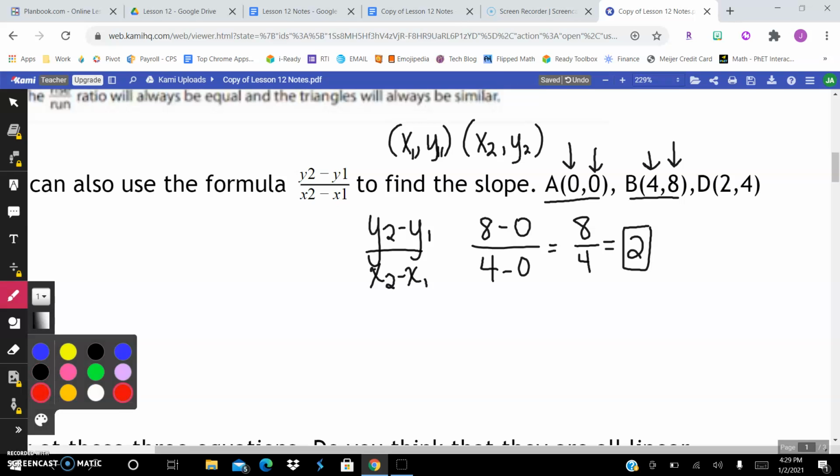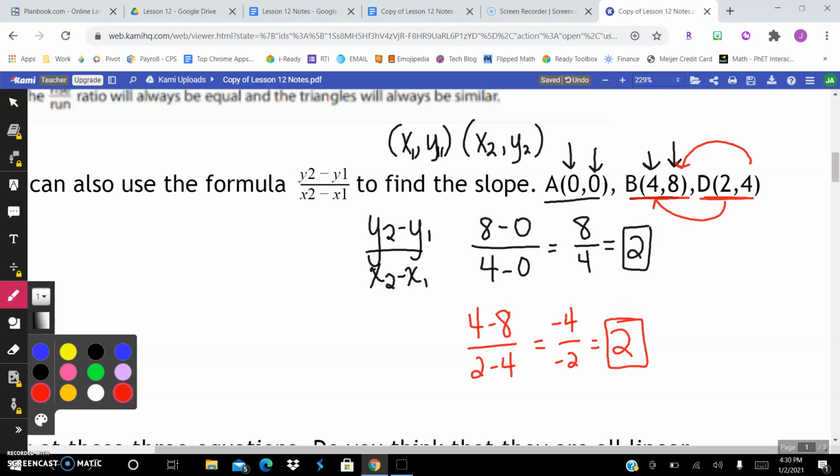Now, if we wanted to just double check, I'm going to use B and D here, and I'm going to do y2 minus y1. So I'm going to have 4 minus 8. Then I'm going to do x2 minus x1. I'm going to do 2 minus 4. So 4 minus 8 is going to give us negative 4. And 2 minus 4 is going to give us negative 2. And when we divide two negatives, we'll get a positive. And 4 divided by 2 is 2. So different points, but we still get the same answer.